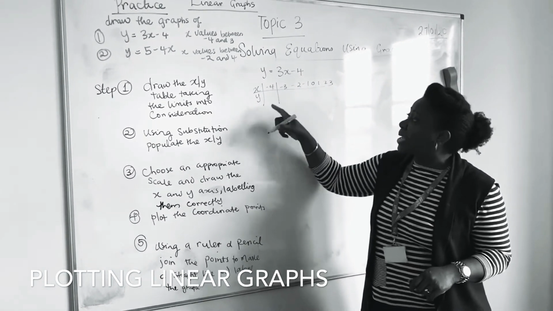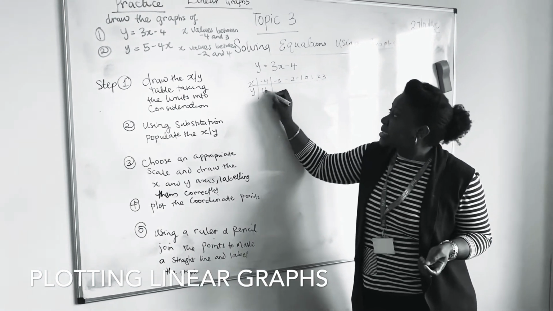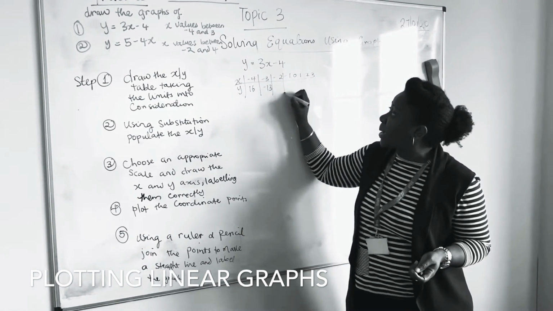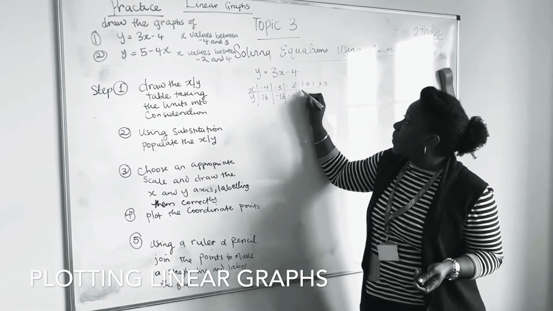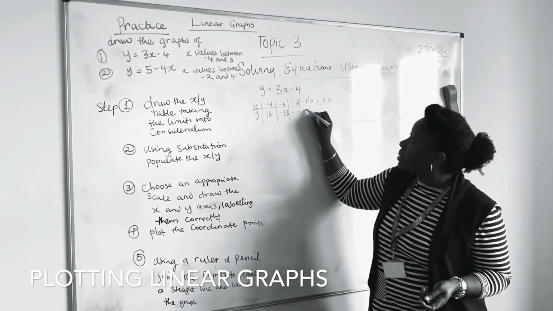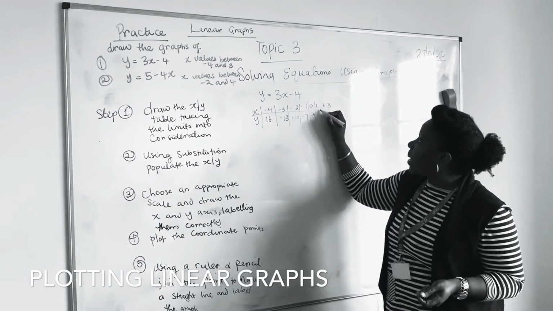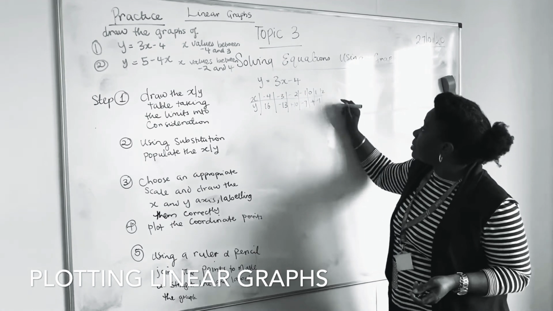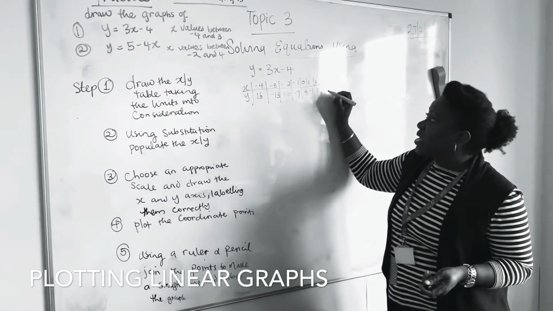So what do we have when x is equal to minus 4? Minus 16. What about minus 3? Minus 13. What about minus 2? Minus 10. What about minus 1? Minus 7. What about 0? Minus 4. What about 1? Minus 1. And how about 2? 2. And the last one is 3. 5. So that's all done.